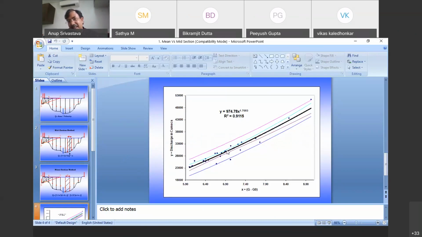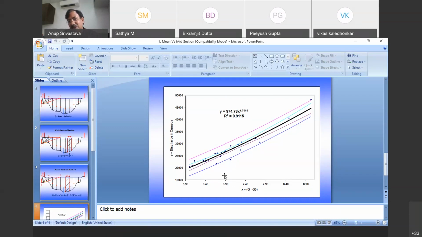Here you see these dotted points are the observed values. I am again emphasizing these are the observed values. And for example, in this particular graph chart, on the x-axis I have kept water level, and on the y-axis you might be seeing the discharge value.